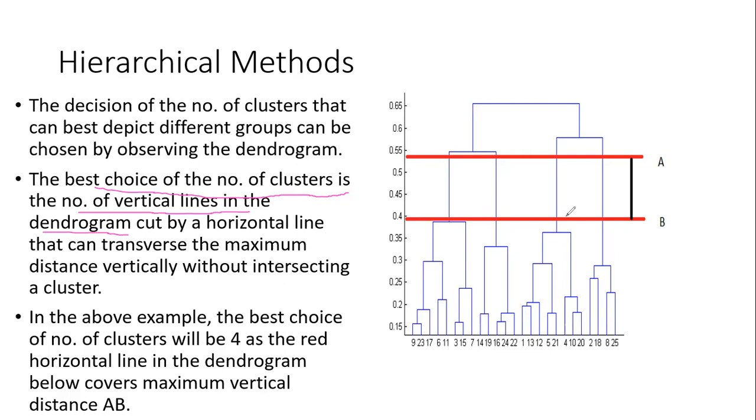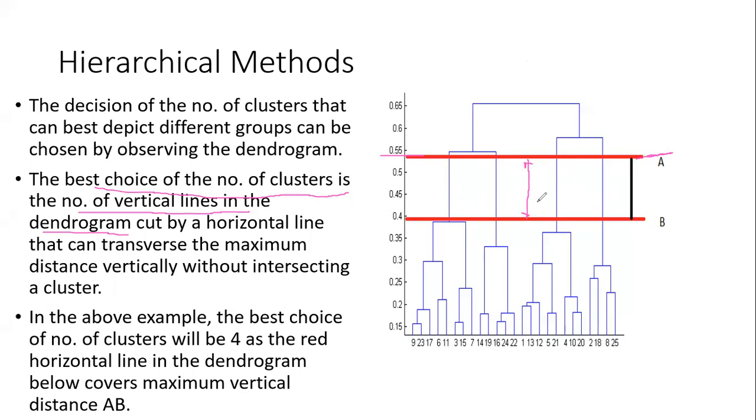So in this case, what are the two lines? For example, in this case, you can see ke if I plot one line here, which is red, and I plot the second line here, then this is the only situation in which I can traverse the maximum distance without having any cluster merging in between.